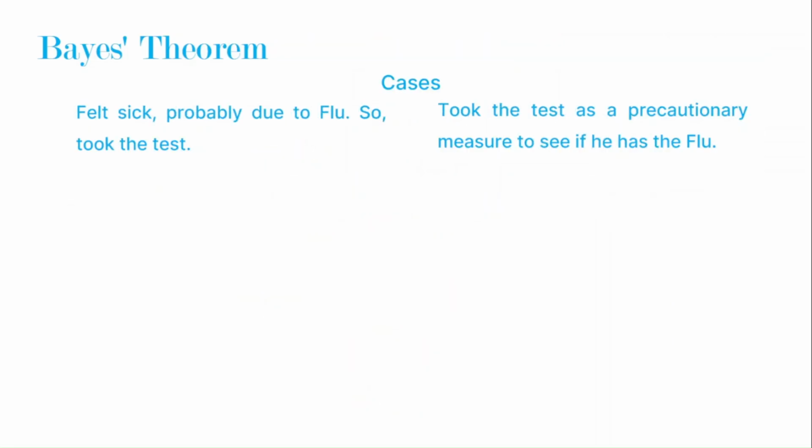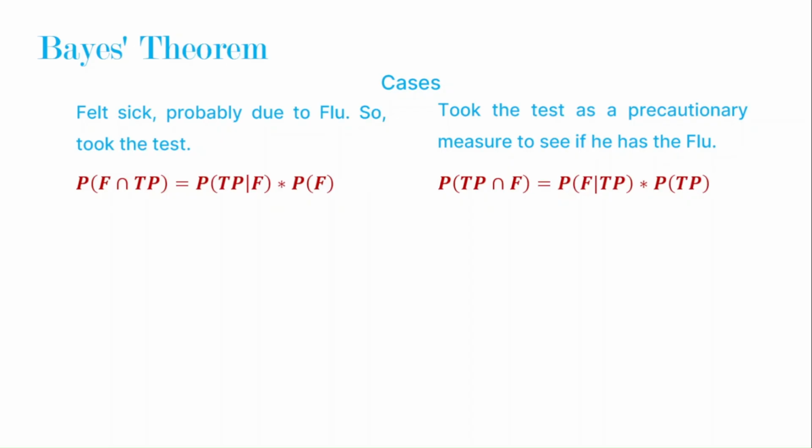Now let us understand how this formula came. Consider these two cases, where Ryan felt sick, probably due to flu, so he took the test. And second, where he took the test as a precautionary measure to see if he has flu. For the first case, probability of having flu and being tested positive can also be written as probability of being tested positive given the flu multiplied by probability of having the flu. While in the second case we can write the probability of being tested positive and having the flu as probability of having the flu given tested positive multiplied by probability of being tested positive.